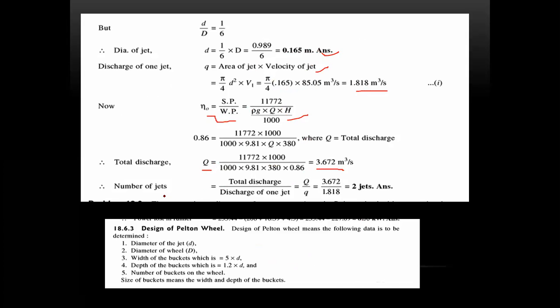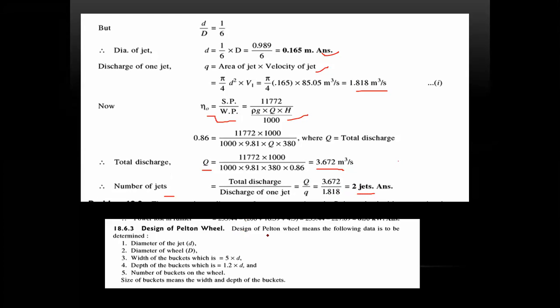How many number of jets? The number of jets is equal to total discharge by discharge of one jet. Therefore 3.6 divided by discharge of one jet is 1.8, that is the number of jets is 2. So like this you have to solve the problem whenever you get any type of turbines. Next one is how to design. If you get a 2 marks question, design a Pelton wheel.